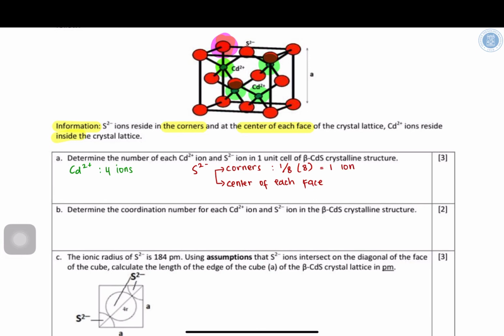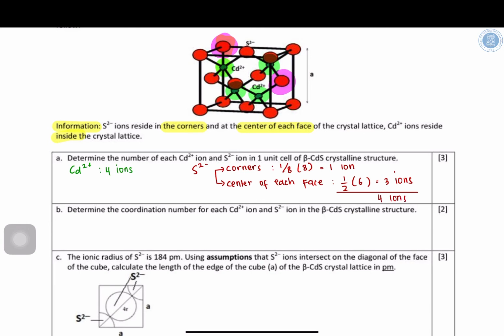While for the ones in the center of each face, let's take a look at this one. We know that the number of faces in one cube is 6, and an atom or ion which resides on the face of a cube is shared between 2 cubes. So we calculate half, and there are 6 faces in one cube. So here we have 3 ions. So in total, the sulfide ion has 4. So in one unit cell, there are 4 ions of S2-.